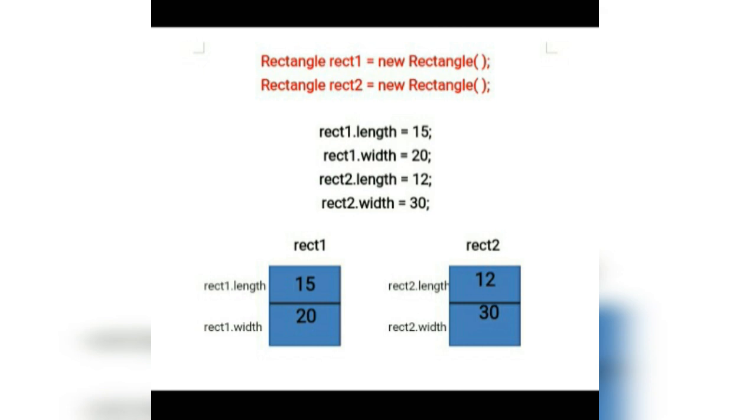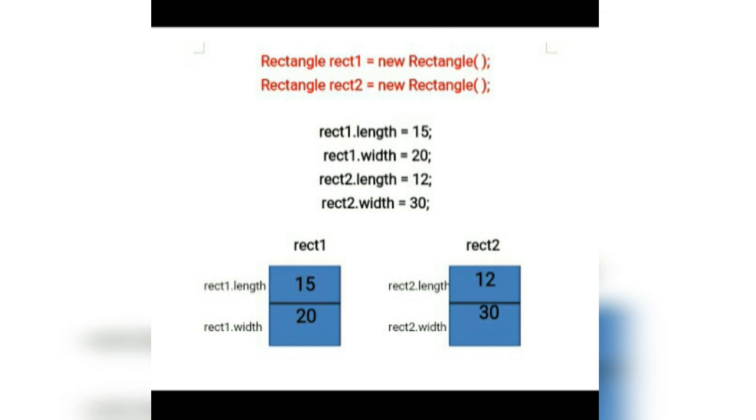Now how exactly does it work internally? My dear friends, as rect1 has created a memory, and using that object I am calling the variable members of a class, it will create a memory inside that for this length and width, you can see here, that is 15 and 10.